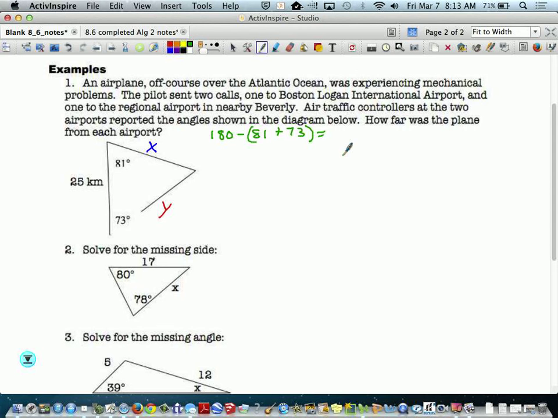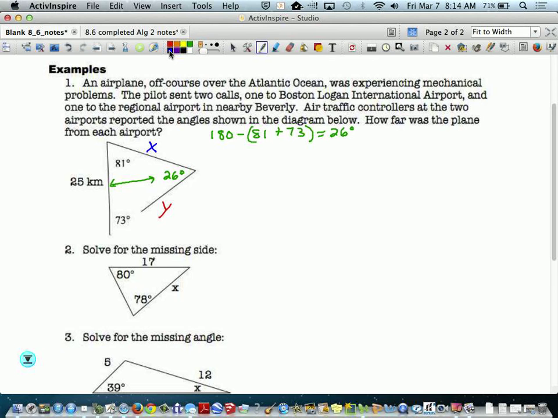180 minus 81 plus 73. So I'm adding up the 2 angles, subtracting from 180. What's the missing angle? 26 degrees. So that is the angle side pair that I know. So I'm going to use that both times.